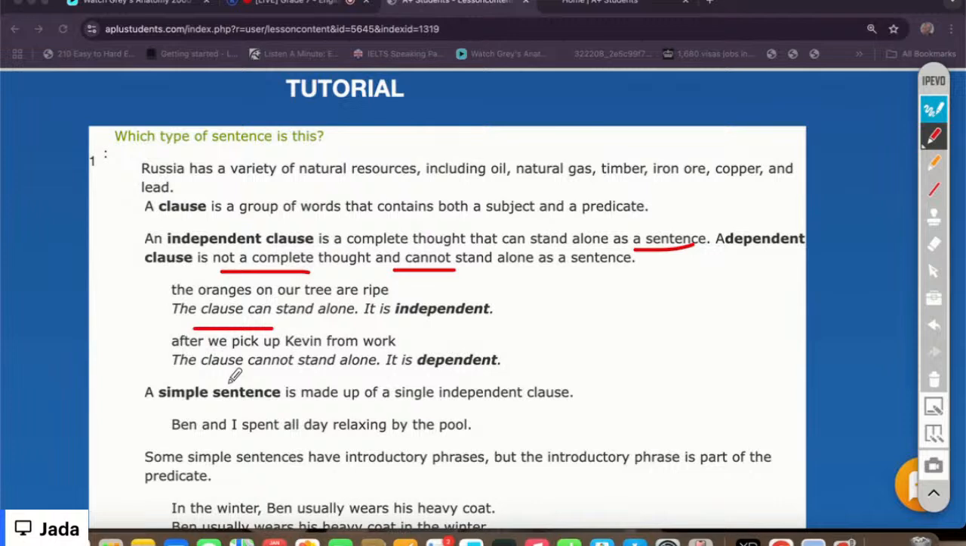So now we have the simple sentence. A simple sentence is made up of a single independent clause. So you have to take note of that. This is made up of a single independent clause. Remember that the independent is the complete thought that stands alone. So, Ben and I spent all day relaxing by the pool.